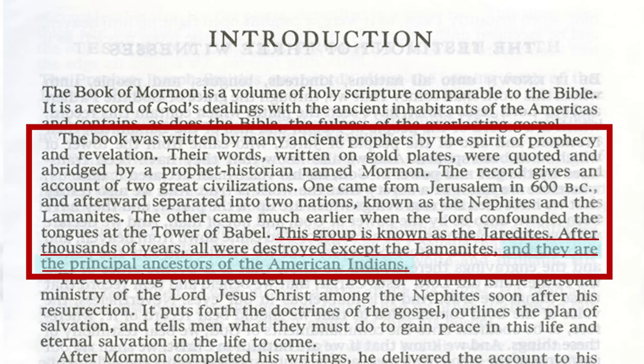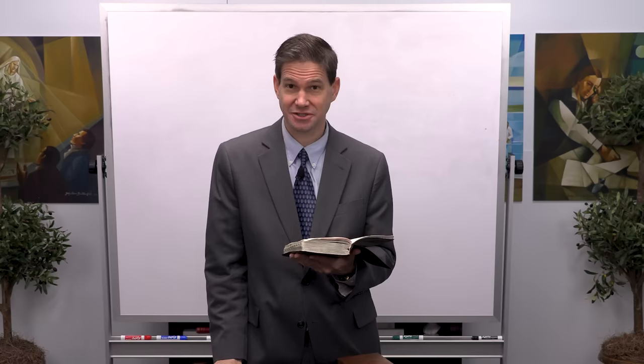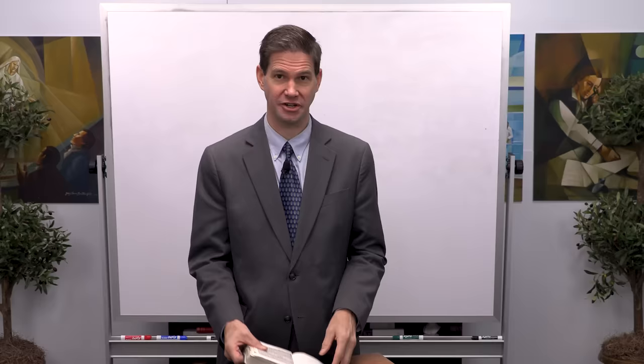They are the principal ancestors of the American Indians. Since 1981, the church and the archaeologists and other scholars found all kinds of other evidence to suggest that the New World was not just occupied by the Jaredites, the Nephites, the Lamanites, and the Mulekites, but there were a lot of people over here. And so they changed the wording in the bottom of that second paragraph.